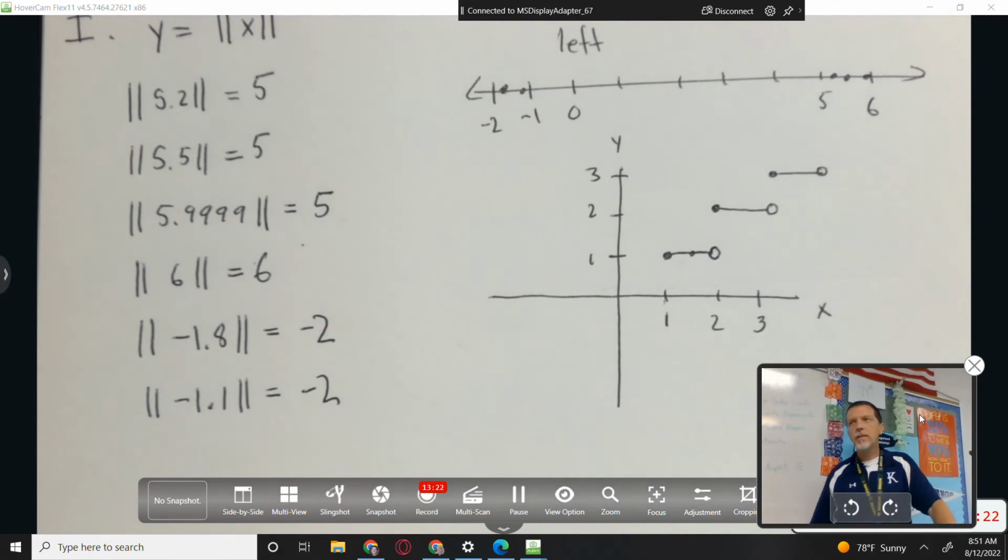And so on. Yes, sir. You always have to have an open circle when you graph it. So you have an open circle on the right end, because that's when you make the jump.